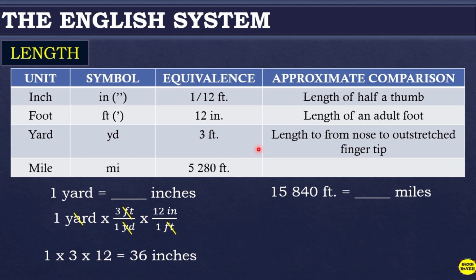Okay? Now, so, dapat kabisado ninyo itong equivalence. Okay? Kasi ang English system, it's more on memorization. Dapat memorize nyo yung equivalence niya. Unlike the metric. Okay. So, lagay natin. So, right here given 15,840 feet. Now, since feet ito, dapat pareho siya doon sa denominator ng unit. Okay? Then, i-convert natin siya sa mile.